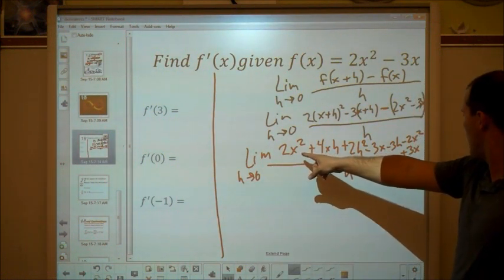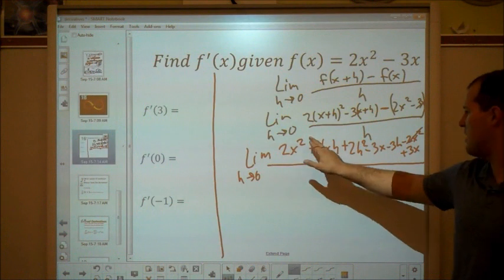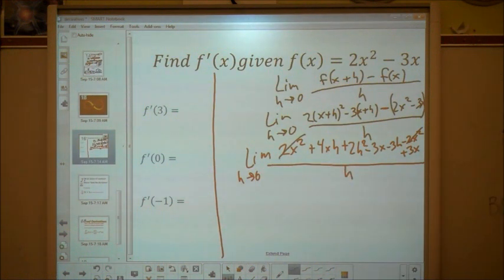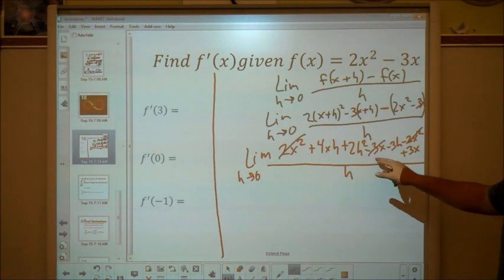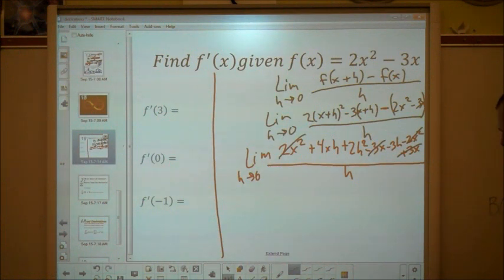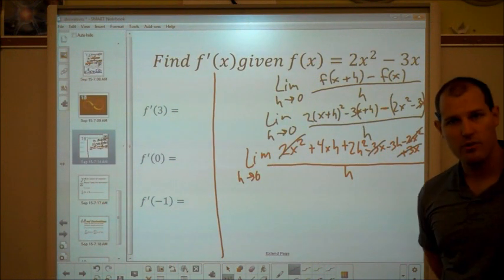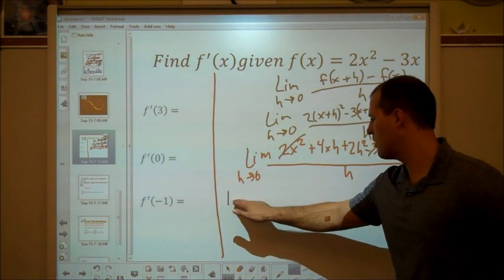Right here I notice I've got a 2x and a minus 2x. That's nice. And what else? Looks like we've got a minus 3x and a plus 3x. That's nice. And I don't see anything else that can die completely, and so we're going to have to rewrite it and reevaluate.